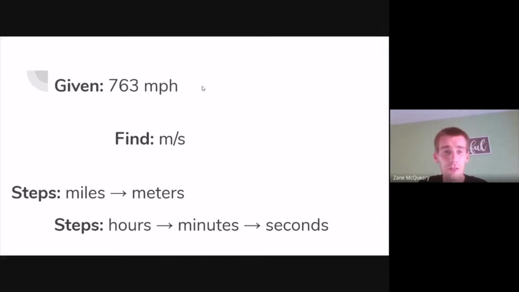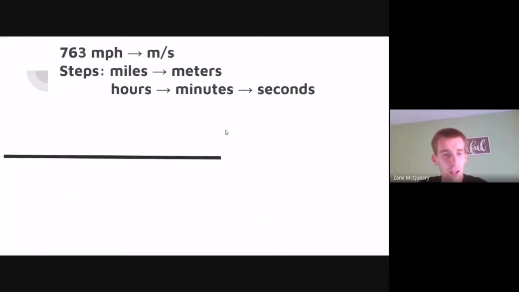Without our distractors, we have our given, we want to find, and we're given our steps. Now, you'll notice that there are 2 different areas when it comes to steps, because we have to convert both the miles to meters and the hours to seconds. All right, this may seem difficult at first, but we're going to show you how to use our train track method to simplify this.